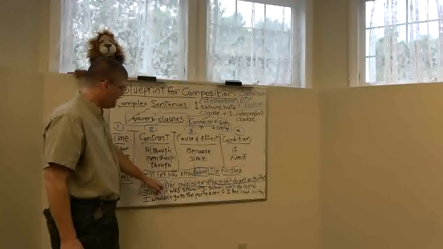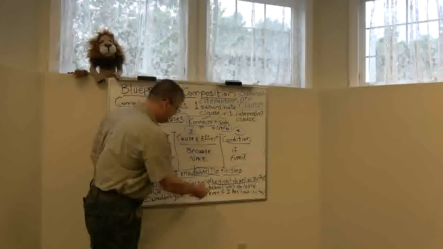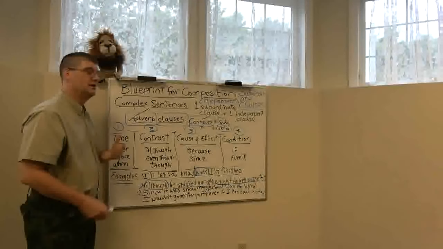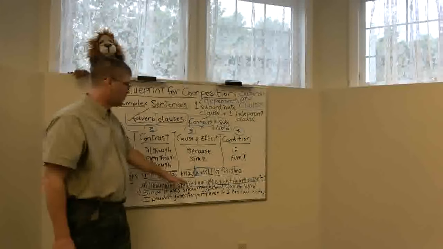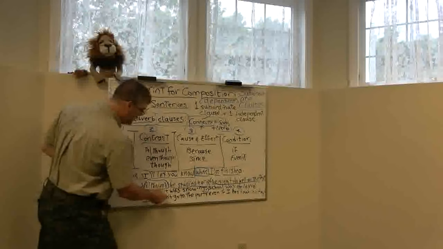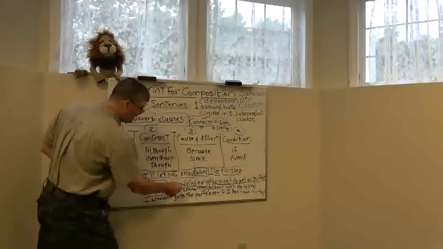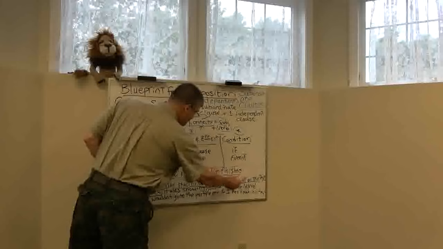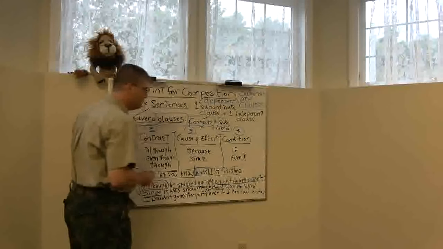Third example. Since it was snowing, comma, school was delayed. All right? Another example where you have the adverb clause first. All right? Since here is your connector. It was snowing is your subject and verb. And then you have the main clause, school was delayed, subject school, verb was.